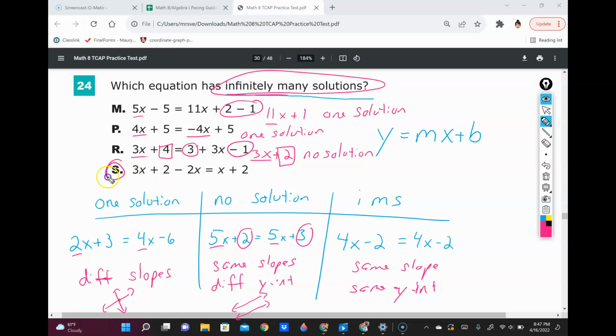And then I'm hoping it's the last one because we haven't circled anything yet. 3x take away 2x will be 1x plus 2. And you notice on the other side you have x plus 2. Everything is exactly the same. So that one is infinitely many solutions.